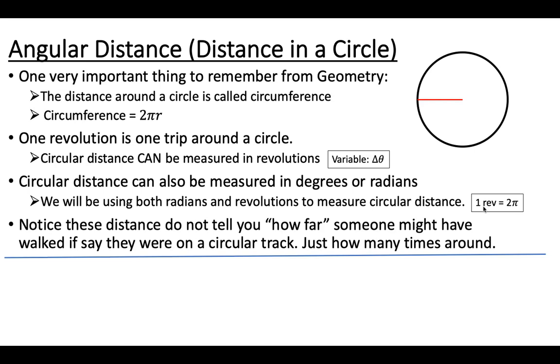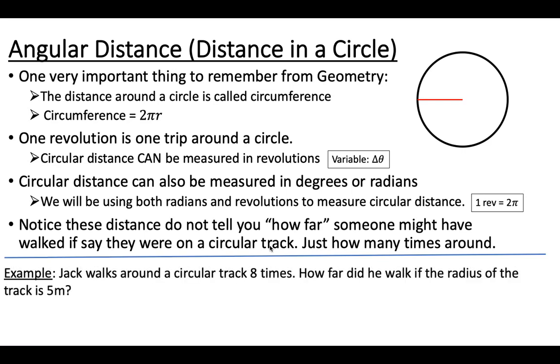One thing we need to notice here is that these distances do not tell you how far someone might have walked if they were to, say, walk on a circular track. You wouldn't be able to say, I walked 500 meters today, or I walked a mile today. We're not saying how far you went. It has nothing to do with actual distance like that. When we talk about circular distance, it is purely how many times have you gone around the circle? 1 time, 2 times, 3.5 times, 0.25 times, whatever. How many times have you gone around the circle?